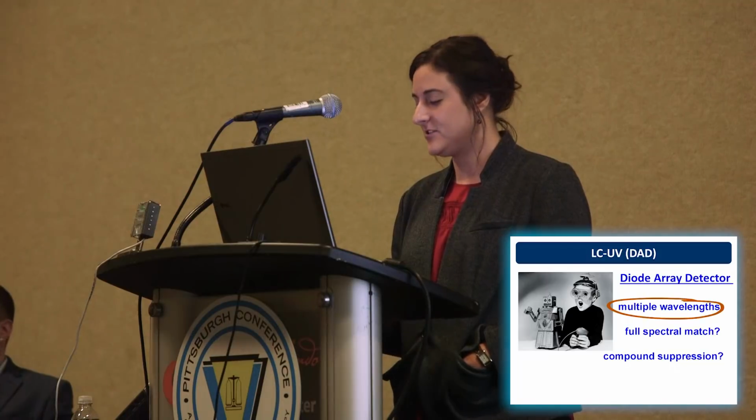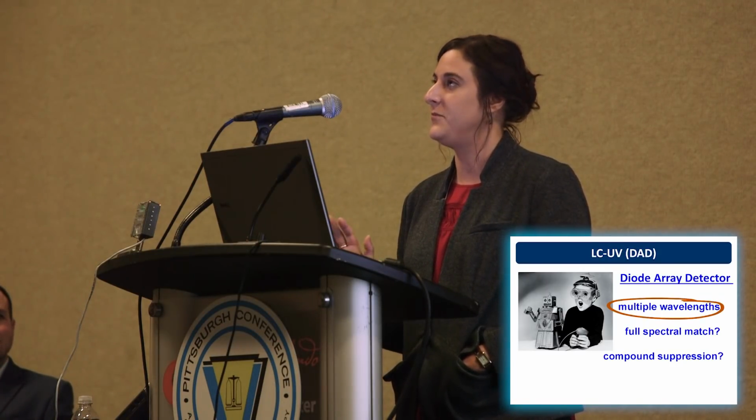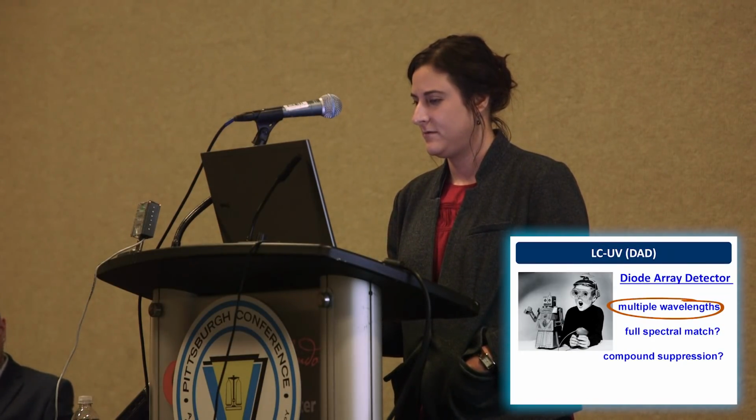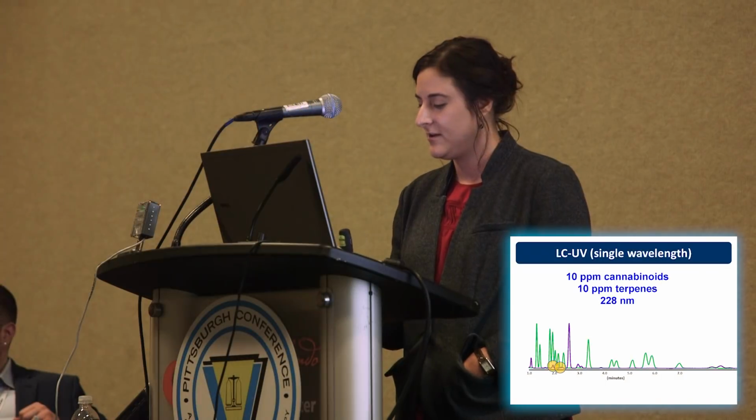So the first thing to investigate fundamentally is, what does the ability to do multiple wavelengths do for us? Really quick, this is our method: 10 parts per million cannabinoids here in the green, and terpenes, about 38 terpenes, in purple. This is at 228, which is where our current method is, that we run on a day-to-day basis.